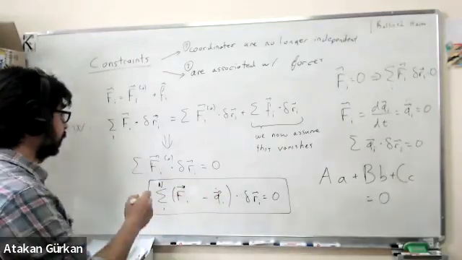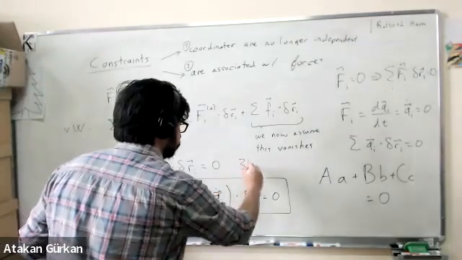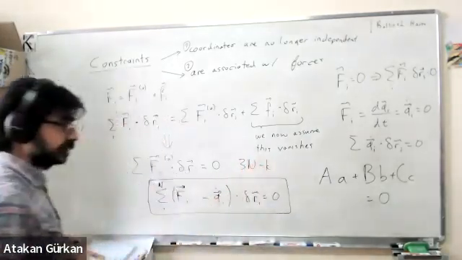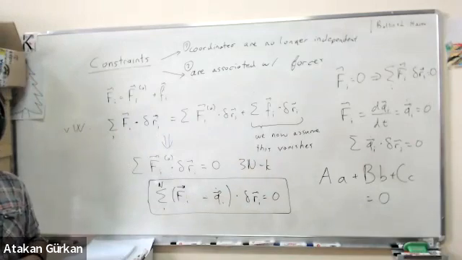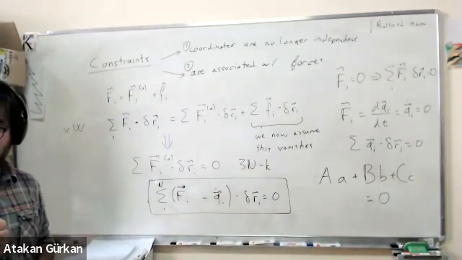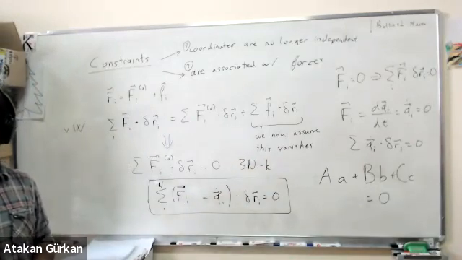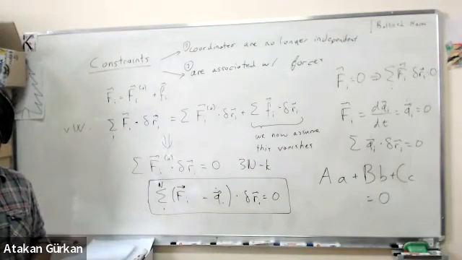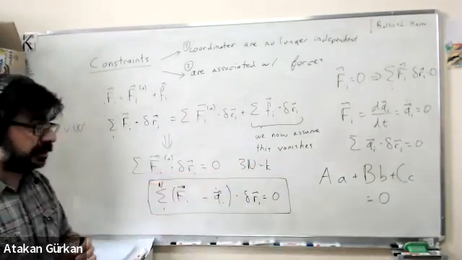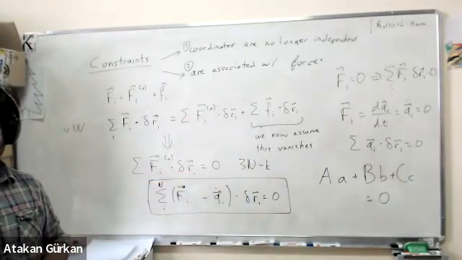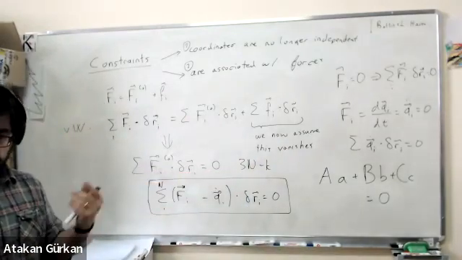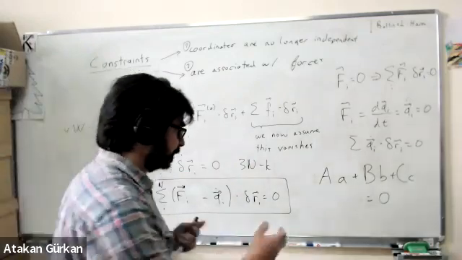So I'm going to get 3n minus k further equations, and that's going to be sufficient. Because I have k equations coming from the constraints, and 3n minus k come from here. So I'm going to be able to solve for all my dynamics, basically. Okay? So this is the plan.